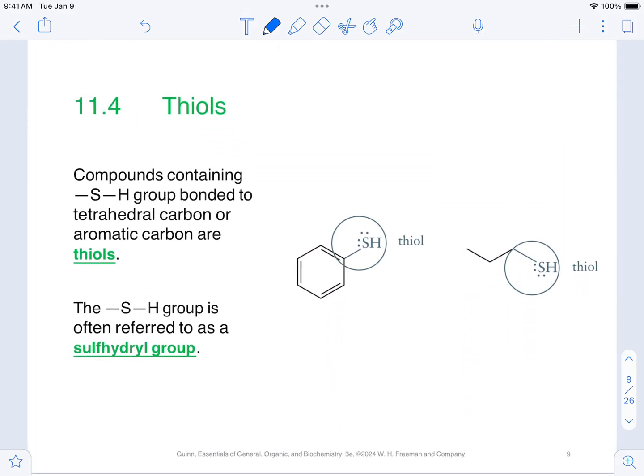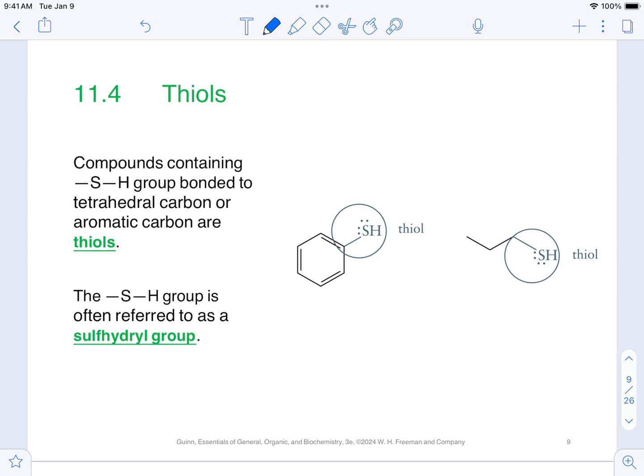Thiols. Thiols are compounds containing SH groups bonded to other carbons or aromatic carbons. So the SH group is often referred to as a sulfhydryl group. So this is the first time we're really seeing S being used, sulfur. So you can look to the right here. Here is your SH, and it is bonded to a carbon. Here is your SH, bonded to a carbon. So that's how we know that it is a thiol.